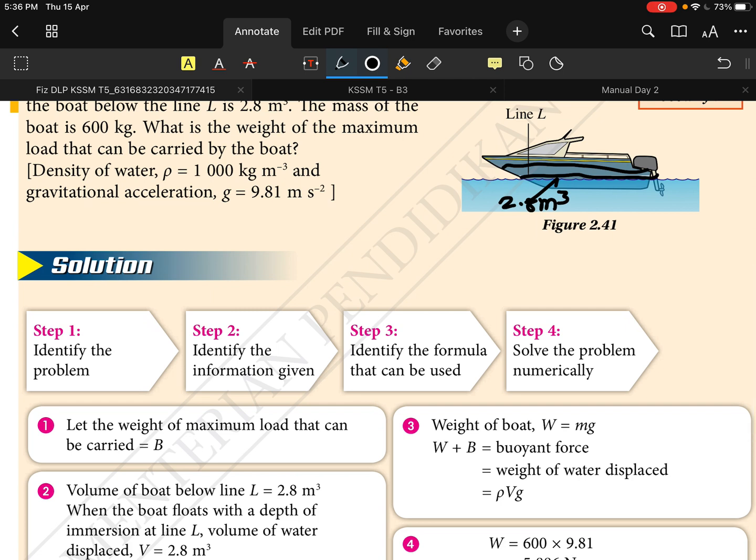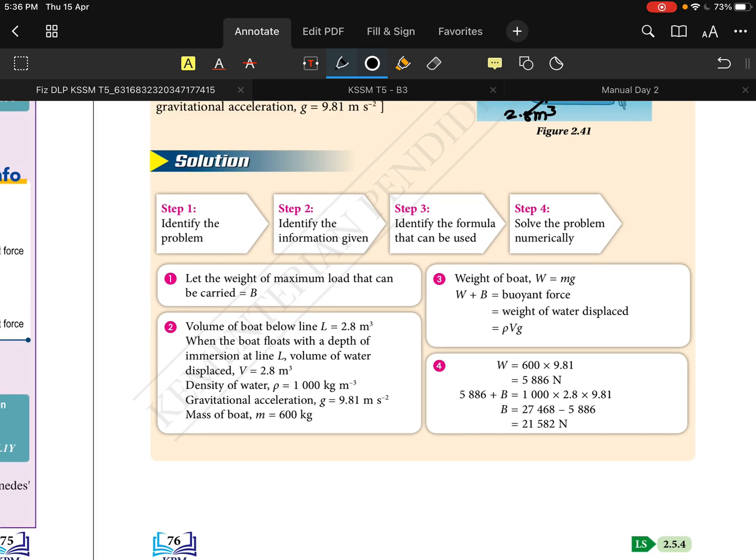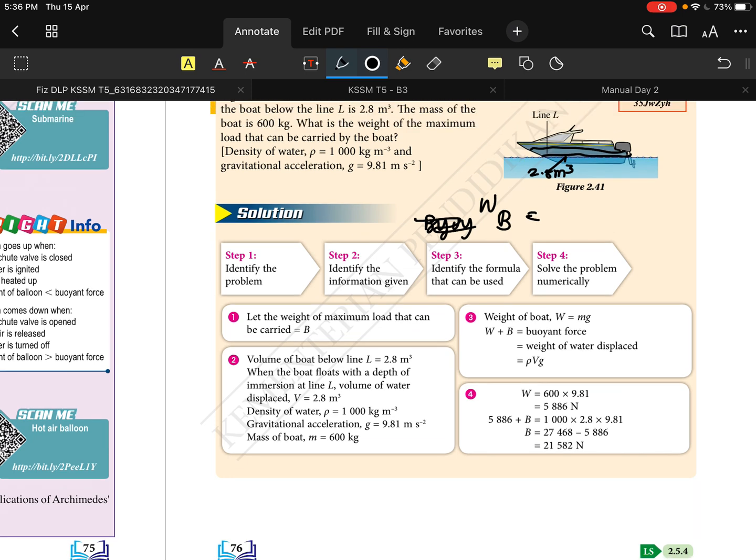So the maximum weight is the weight that you can add on the boat, until the point where the displacement of water reaches the white line. If you don't understand yet, I'll explain it through calculation. Remember that it's in equilibrium, so buoyant force is equal to the weight of the boat. But remember, we're talking about the total weight, not just the weight of the boat. We want to find the maximum weight possible to reach that 2.8 meter line.